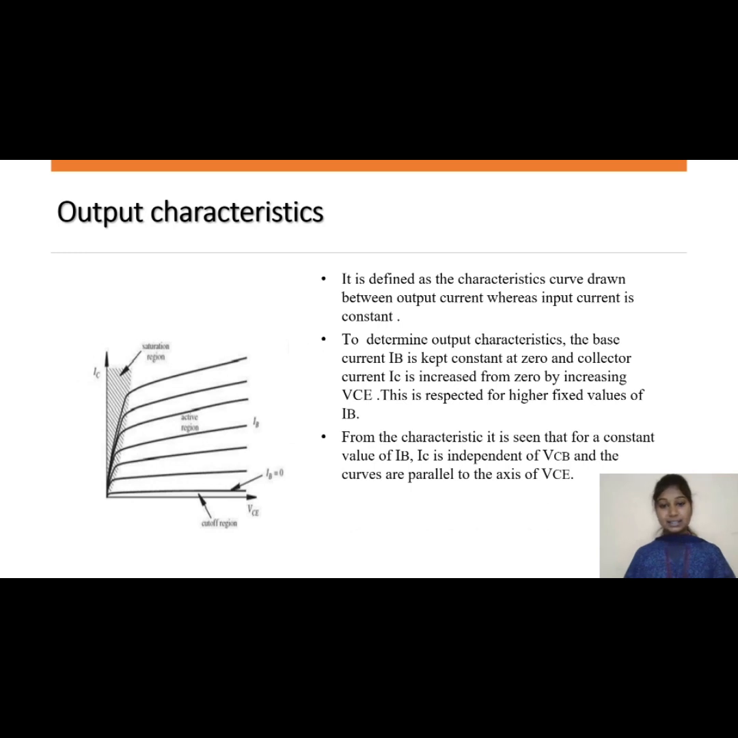Output characteristics. It is defined as a characteristic curve drawn between the output current and the output voltage, whereas the input current is constant. To determine the output characteristics, the base current IB is kept constant at zero and the collector current IC is increased from zero by increasing VCE. This is repeated for higher fixed values of IB. From the characteristics, it is seen that for a constant value of IB, IC is independent of VCE and the curves are parallel to the axis of VCE.